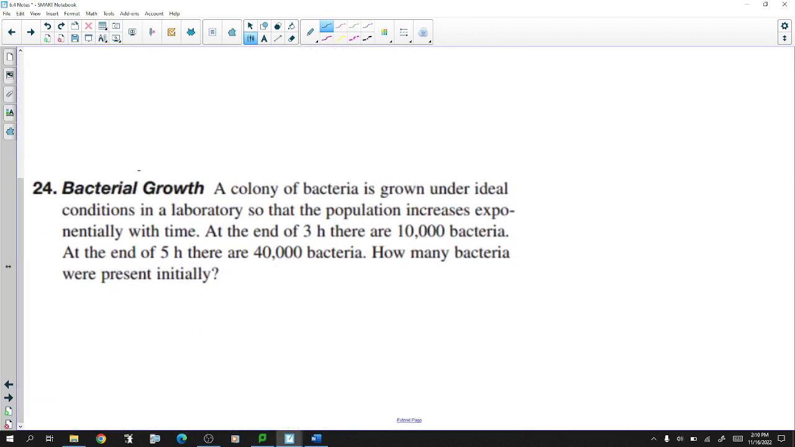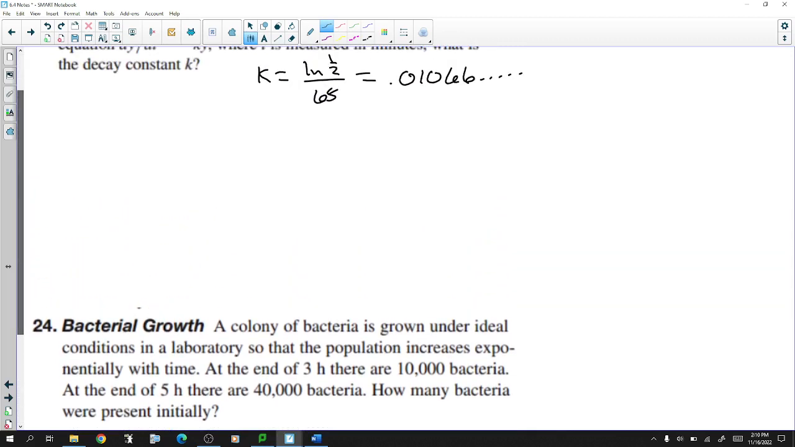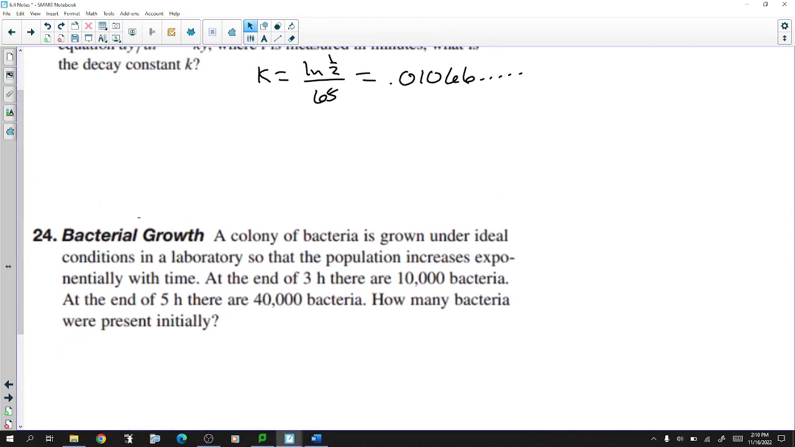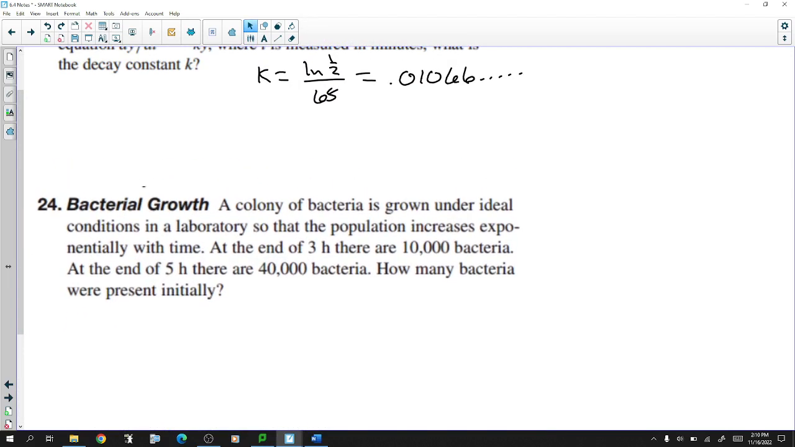Colony of bacteria is growing under ideal conditions. I'm going to move this for later, so like next year, I'll have a little bit of room down below.